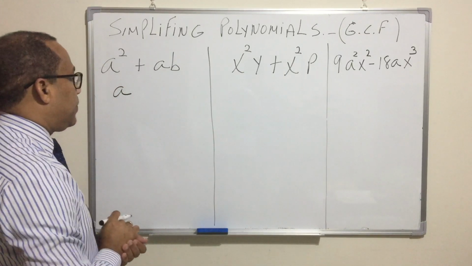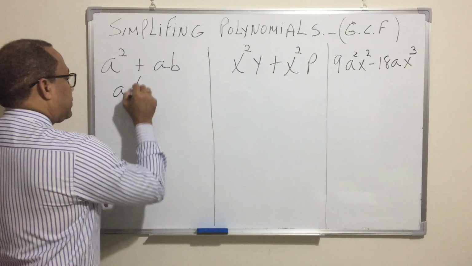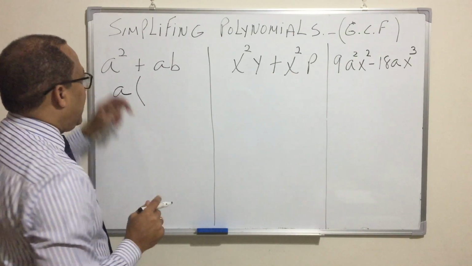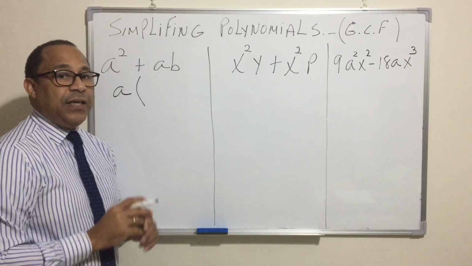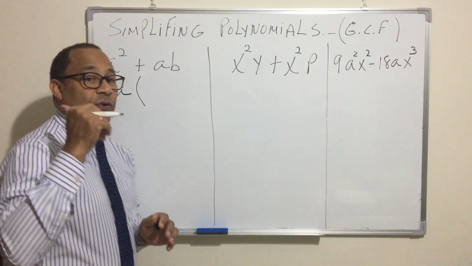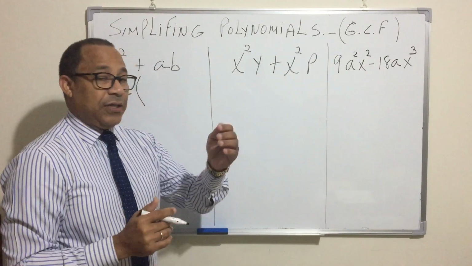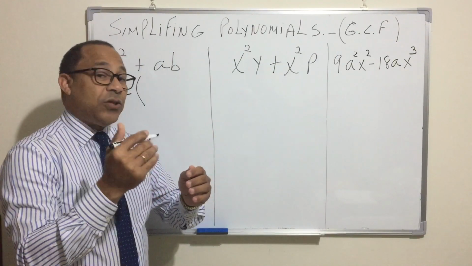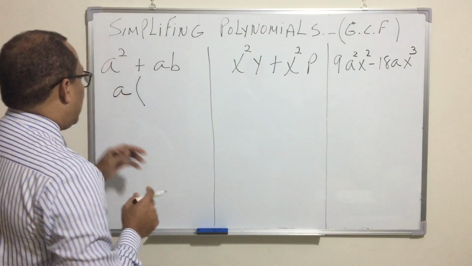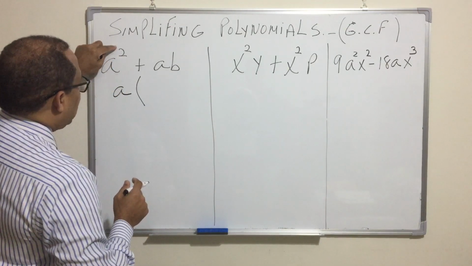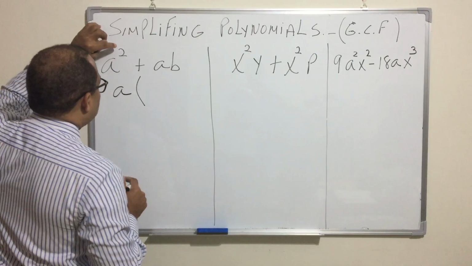So let me just get the common factor, which is a, like we said. A is the common factor. What do we do once we get the common factor? We divide each term by the common factor. And we have learned the rule for divisions. Let me remind you that when dividing, what do we do with exponents? We subtract them.